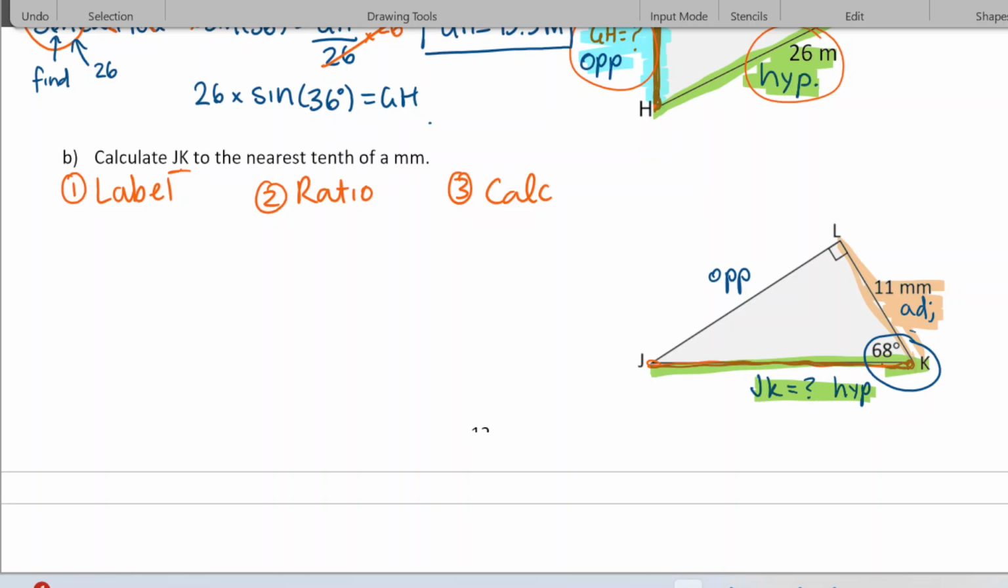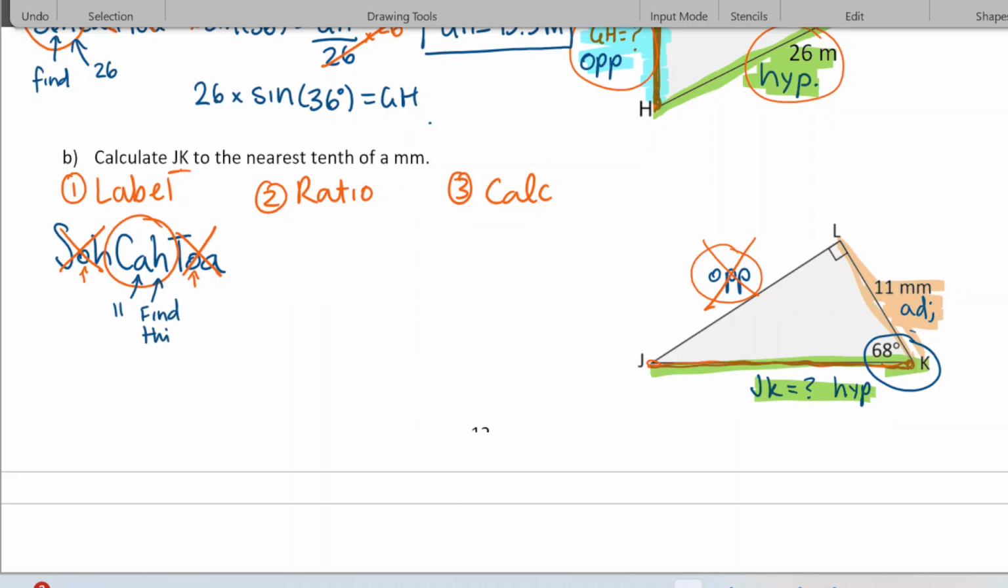So let's write down SohCahToa, and we can see which ratio we want to use. We don't want to use any ratios involving the opposite because I'm not asked to find it and I don't have that length. So I don't want to use the sine ratio because that involves the opposite side, and I don't want to use the tan ratio because that also involves the opposite side. I want to use the cosine ratio here because I have this length, it's 11, and I want to find the hypotenuse. So that's why I want to use the cosine ratio.